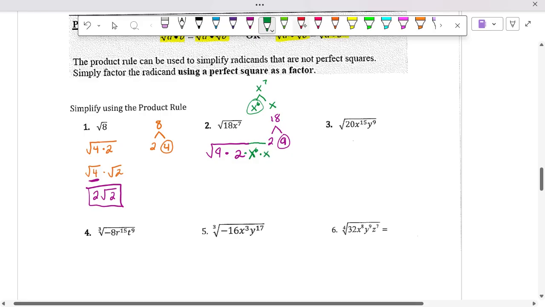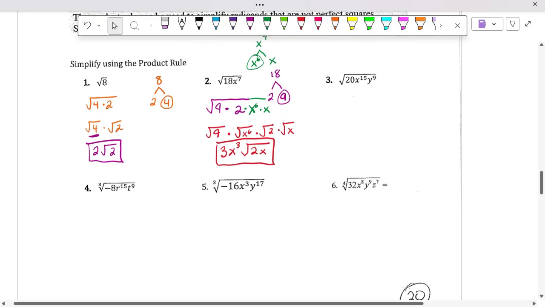Now when I rewrite this, I'm going to group the perfect squares together. So this will be the square root of 9, square root of x to the 6th, times square root of 2 times the square root of x. So this will be 3x to the 3rd, because if you divide 6 by 2, that's what you get. And you have square root of 2 and x left over. And that's simplified. So give number 3 a try on your own, and let's look at one like number 4.